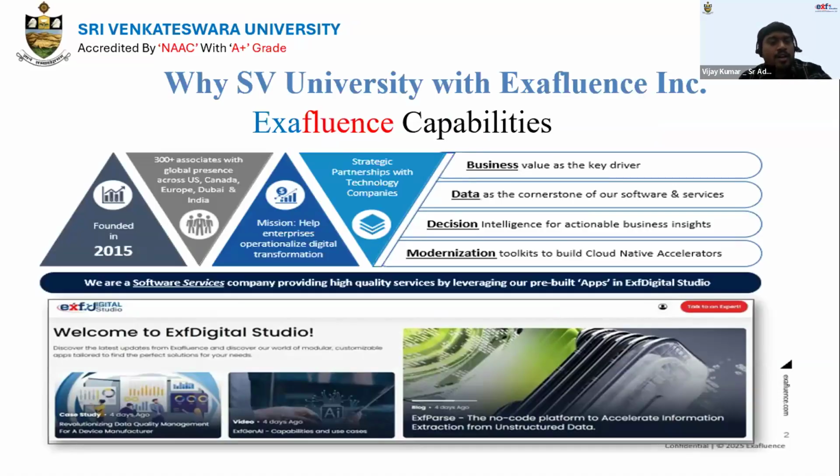We started this organization and developed the offshore development center in India in 2016 in Tirupati with 5 employees. Now we have grown to around 350 plus employees across the globe, with offshore development centers in Tirupati, Bangalore, and Chennai, and offices globally in the US, UK, Dubai, Canada, and Singapore. Exafluence completely works on data science.